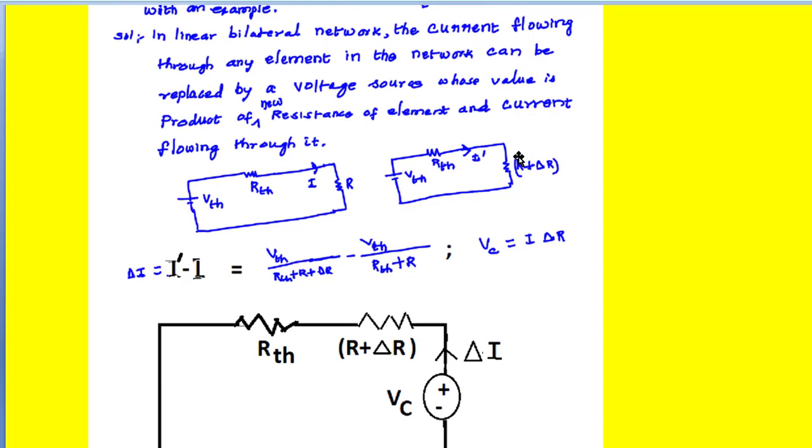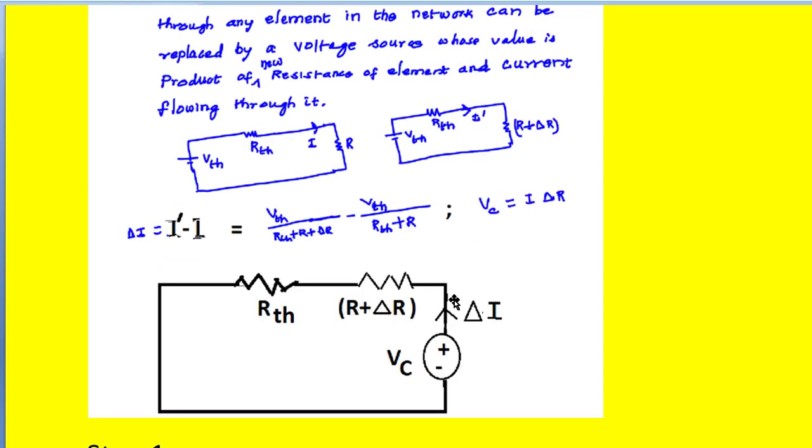So to get the change in current from this time to this time, we write like this. Delta I is equal to I dash minus I. So I dash, we know, is V Thevenin divided by R Thevenin plus R plus delta R, minus V Thevenin divided by R Thevenin plus R.